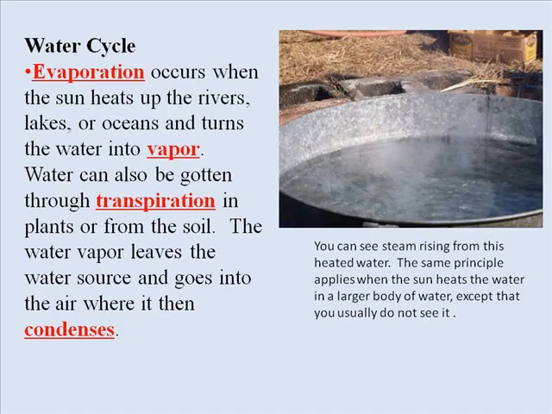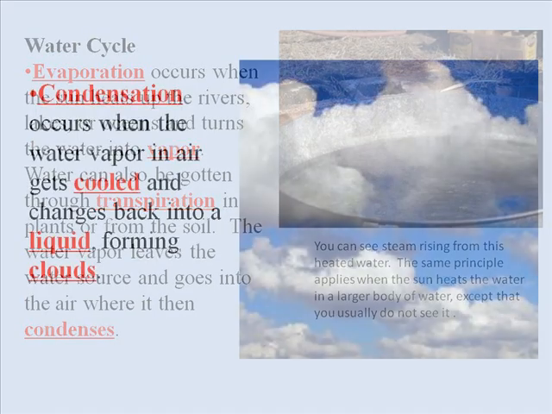Water can also enter the water cycle through the process of transpiration. Not all water has to evaporate from a water source. Some water can actually evaporate out of our plants and out of the soil. So that would be transpiration. But regardless of where it comes from, water heated up is going to turn into a vapor and it is going to rise. Once it gets higher up into the air it gets much cooler, so the cool temperature is going to cause the water to condense.